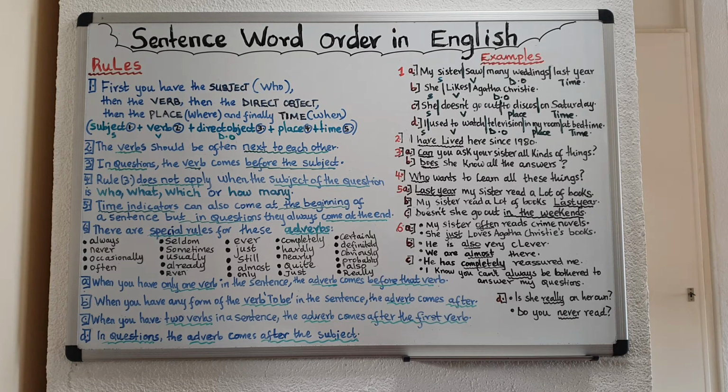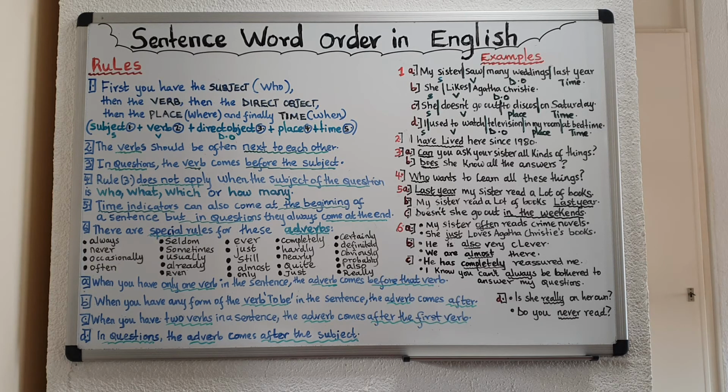How do you do that? Look at example 6A. I have two examples there for you. My sister often reads crime novels. Now, in that sentence, we have the adverb often, and it comes before the verb reads. Look at the next example. She just loves Agatha Christie's books. So you have the adverb just, and it comes before the verb loves.